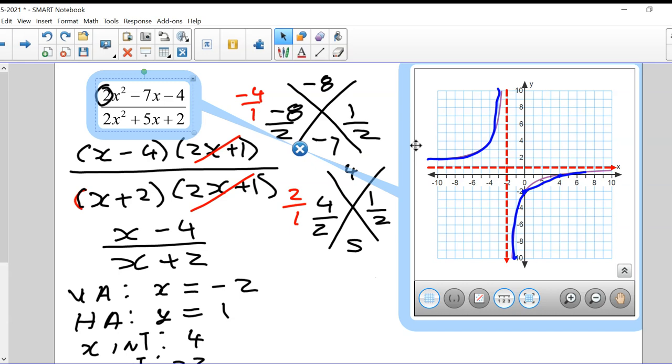Right, I know this isn't a big deal, but aren't the factors 2x minus 1?